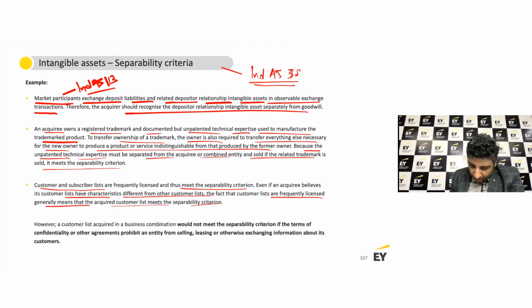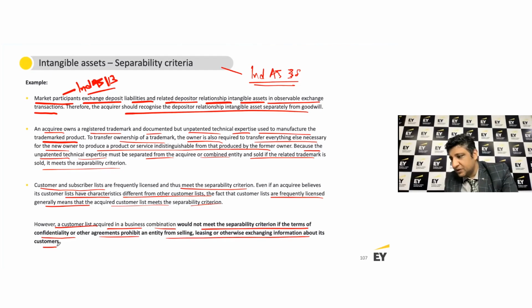Okay. Now, importantly, what you also want to remember, a customer list would not meet the separability criteria in case there is a restriction or a confidentiality arrangement wherein you cannot use that list at all, as far as the customer's information is concerned. So there could be data privacy rights or data protection rights, etc. So in those parameters, you would not be able to consider these or call these as a separate intangible asset. That's something which is the idea here.